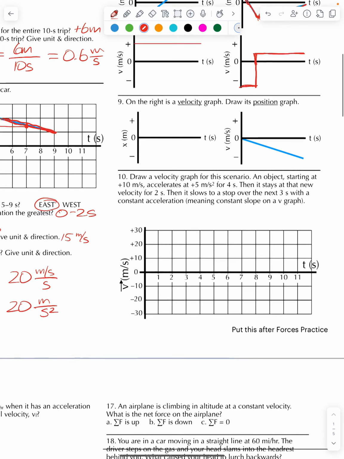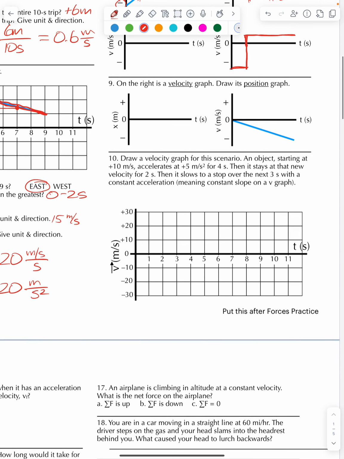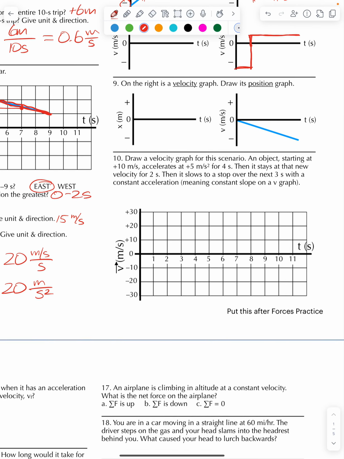I hope you're finding this useful. Number 9, on the right is a velocity graph. Draw its position graph. So the opposite way. It's a little bit more interesting here. So let's interpret the motion for the velocity. We're starting at zero velocity. We're stopped initially, but we're immediately moving. But are we traveling at a constant velocity here? No.